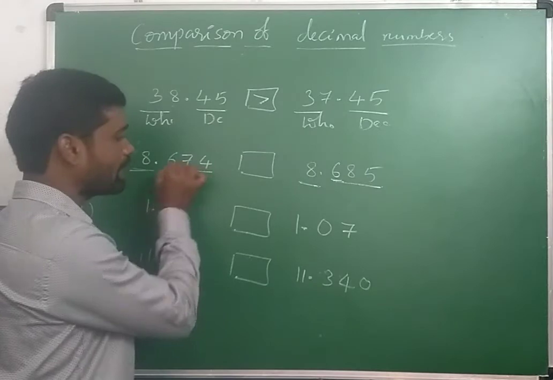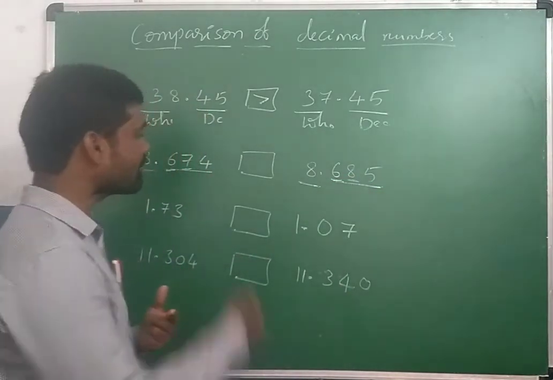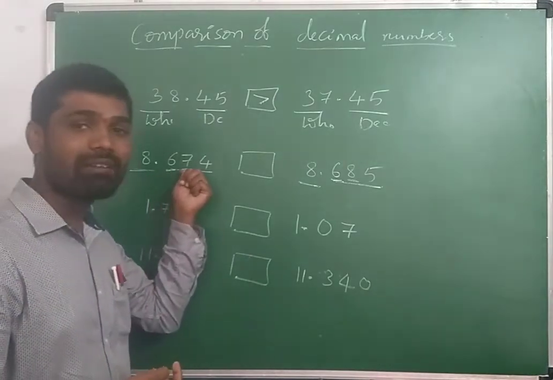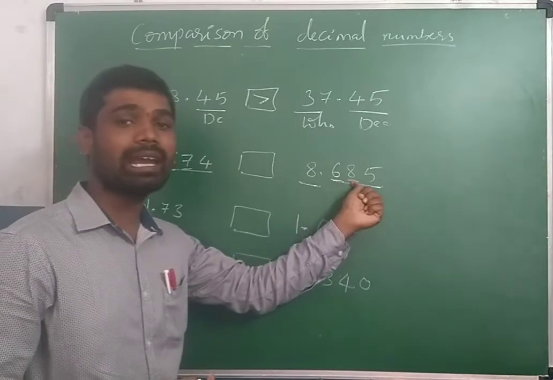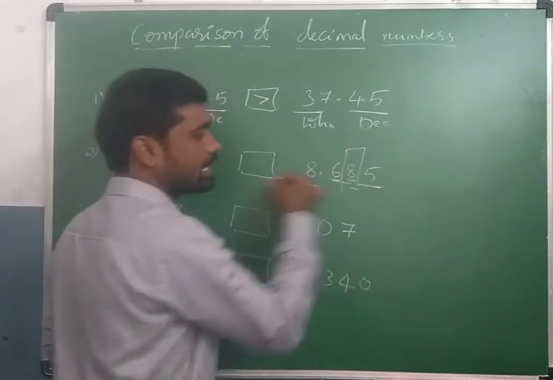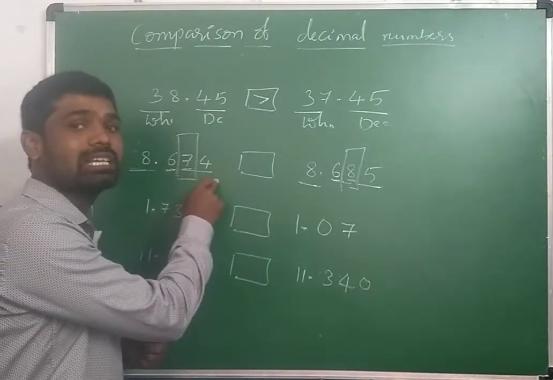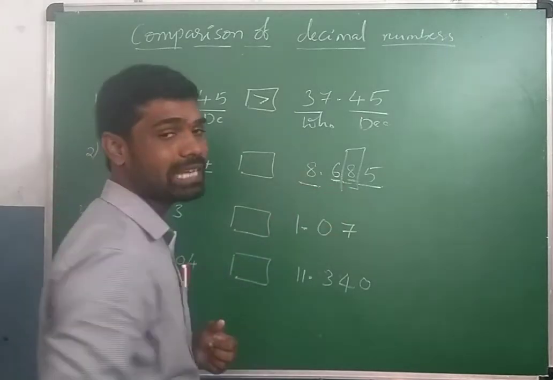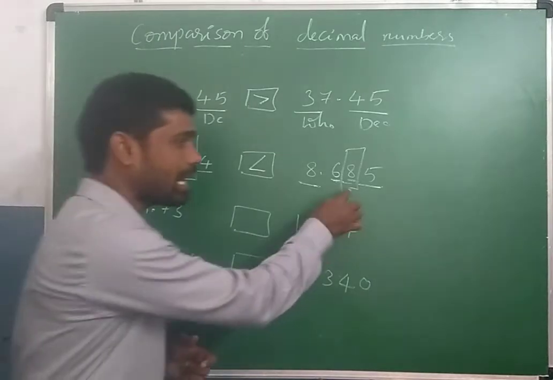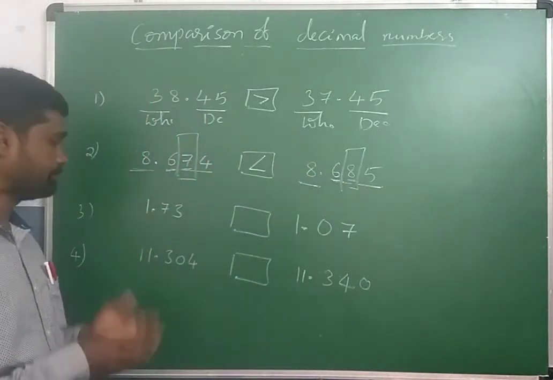So let us go to the hundredths place. What is the hundredths place here? 7. And here? 8. Yes, now we can say which is greater. Here 8.67 and here 8.68. Compared to 7, 8 is greater. So now we can say 8.674 is smaller than 8.685, isn't it? Right. So which is greater? 8.685 is the greater.